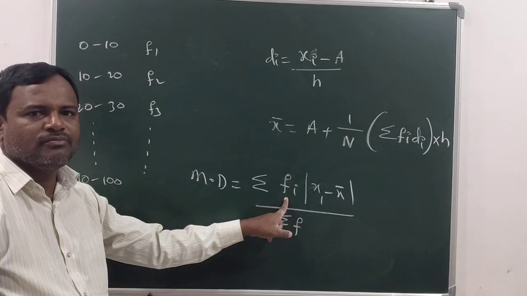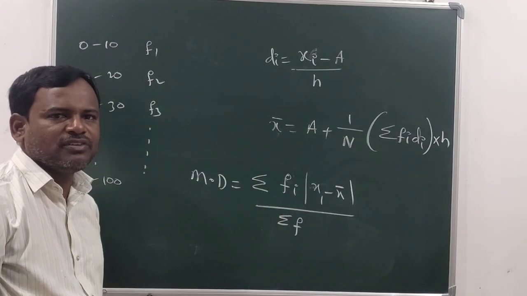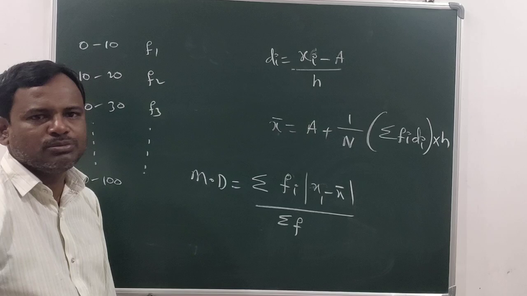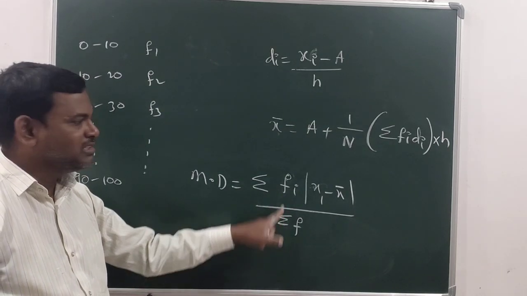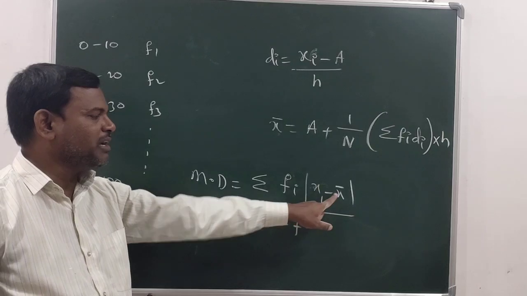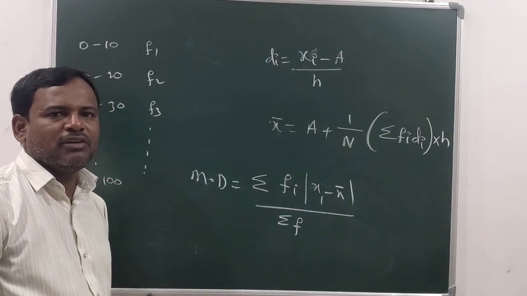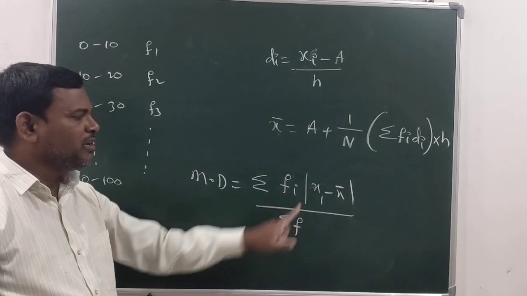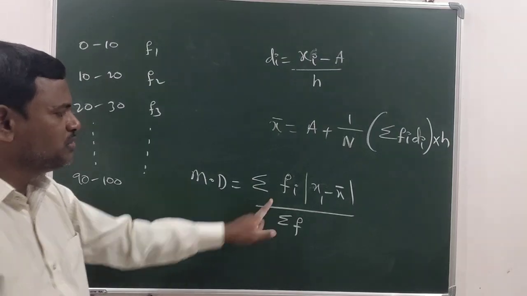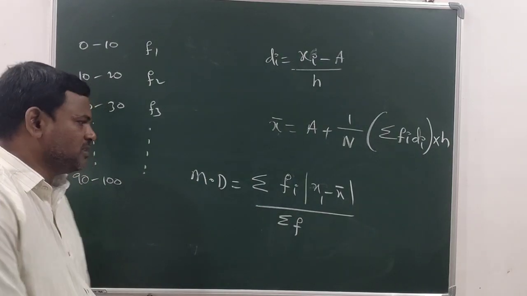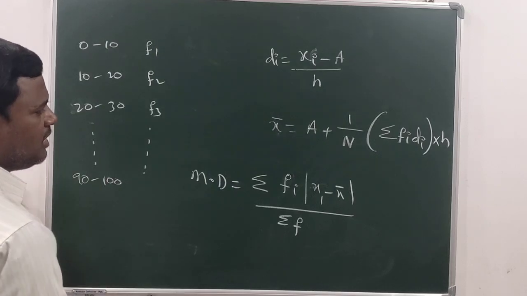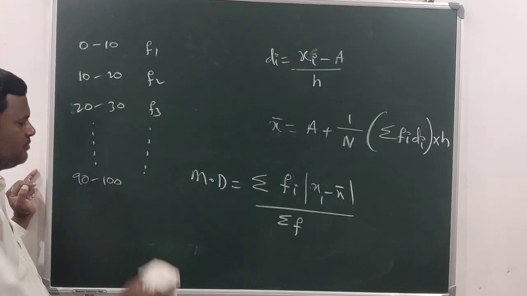Sigma Fi. As I said to you in the previous one, descriptive continuous distribution. Sigma Fx by n. Sigma F into xi minus x bar by sigma Fi. I said to you, no. So here you have to use this formula. Okay, students, I hope you have understood this.